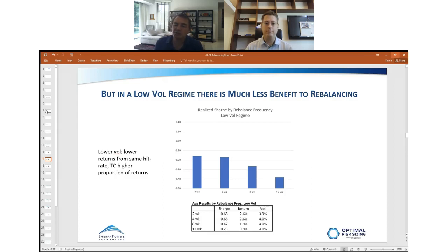What's kind of interesting, though, is that as volatility changes, the rebalancing impact gets smaller. You can understand that by thinking that a lower overall volatility means, for a given hit rate, your total returns are going to be less. And the spread between the different rebalancing regimes will also get much less. Also bear in mind that transaction costs will be a higher proportion of the total amount of return.